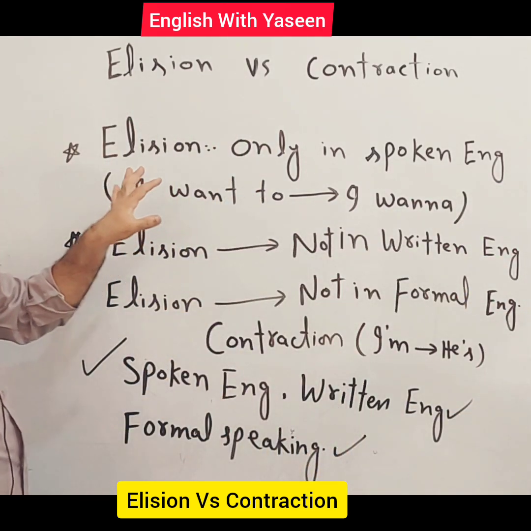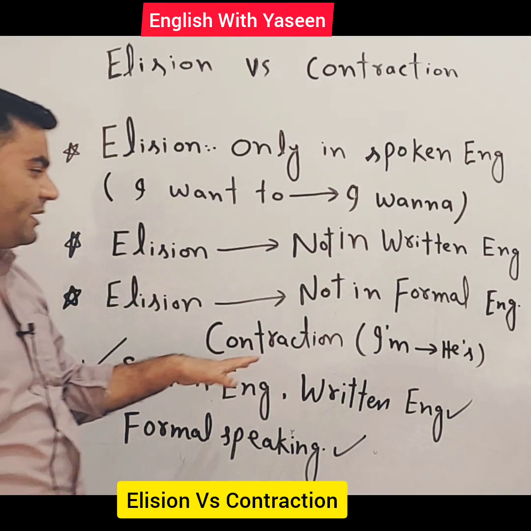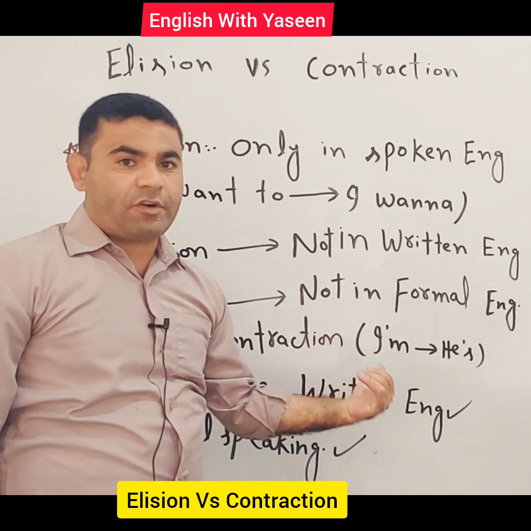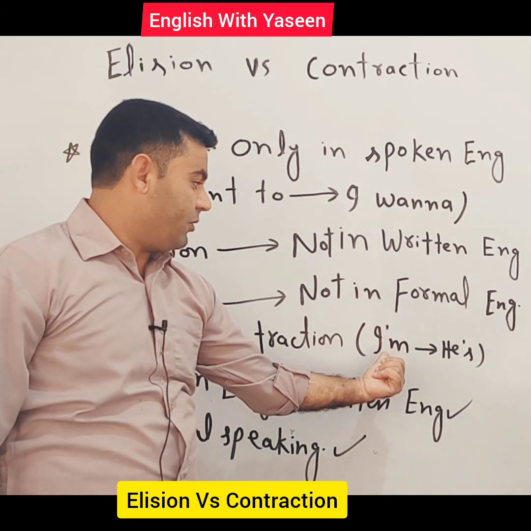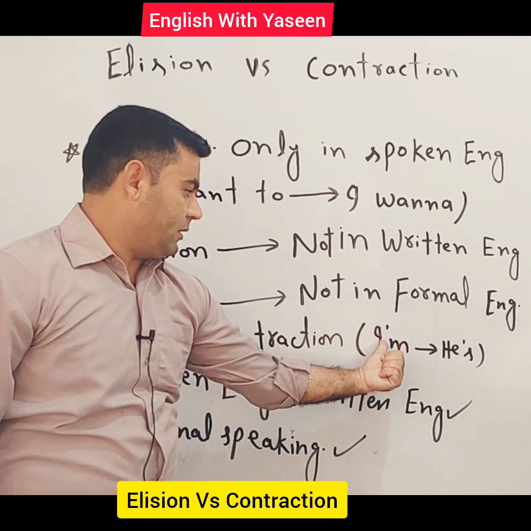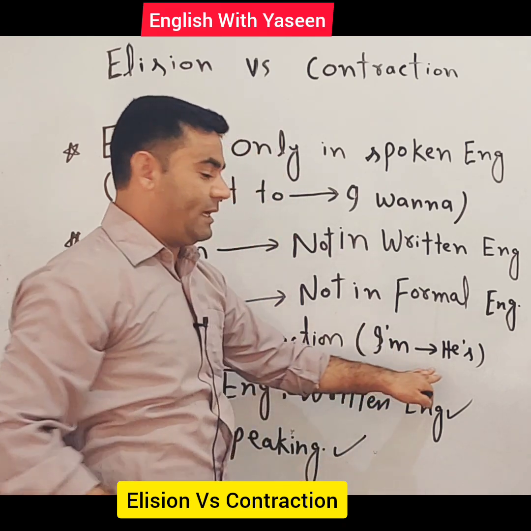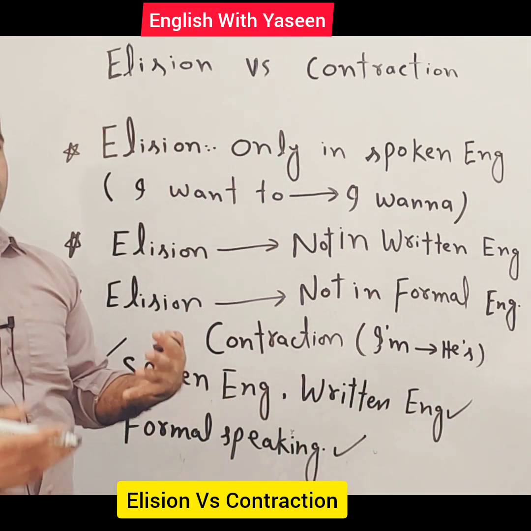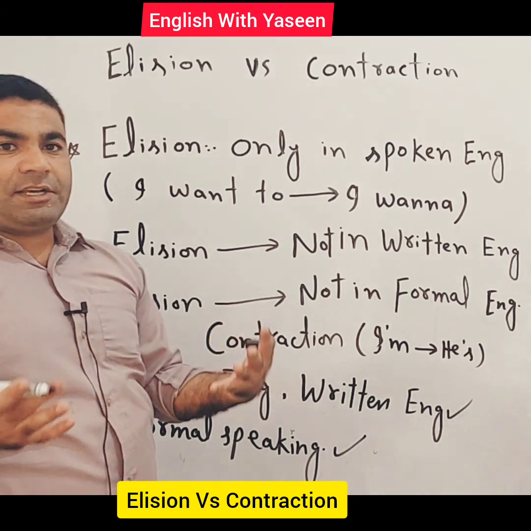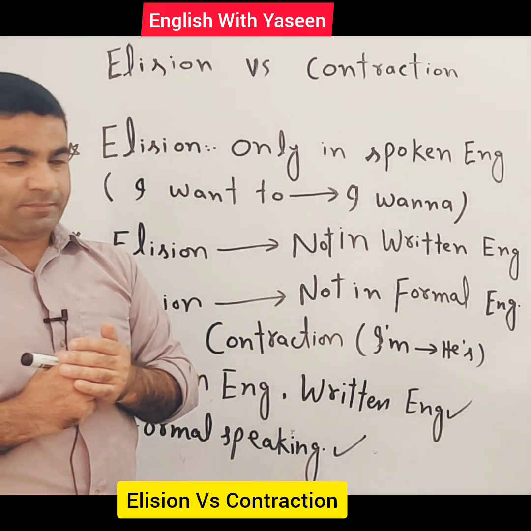There is a difference between contraction and elision. Contraction is a very easy thing. You can form contraction just by using an apostrophe. For example, I am, so you just use an apostrophe with I and am, and he is becomes he's. So let's compare elision and contraction. First of all, we'll talk about elision.